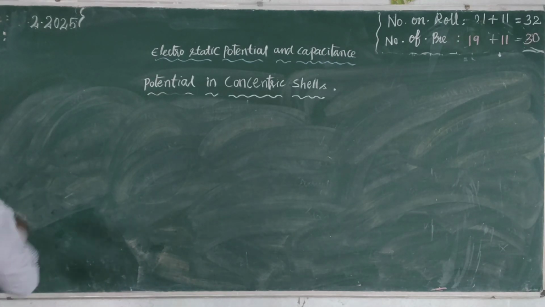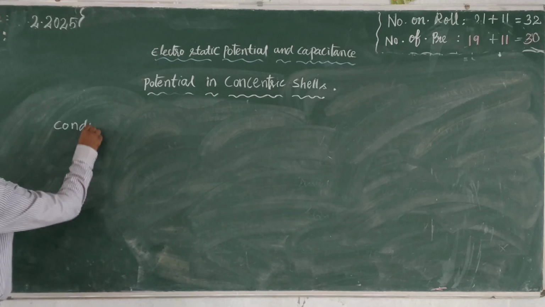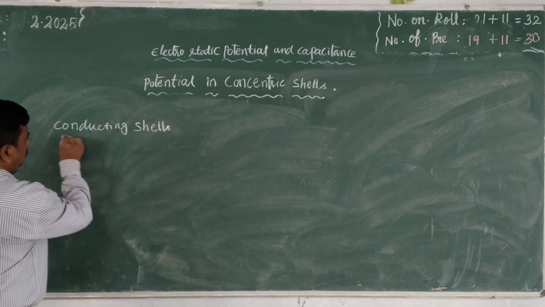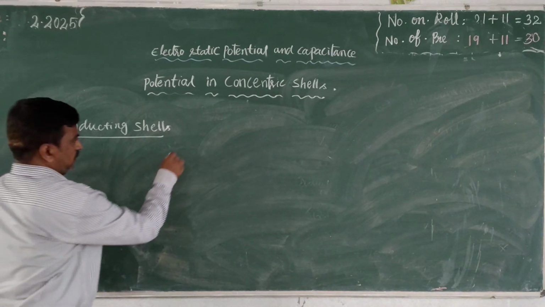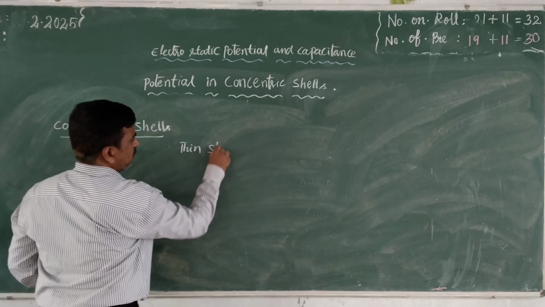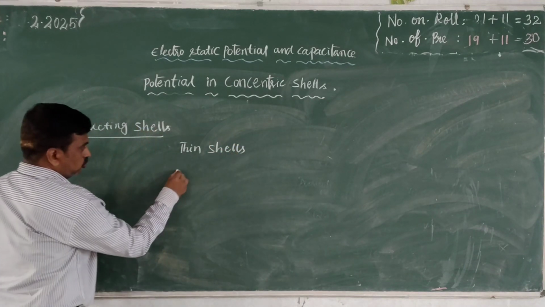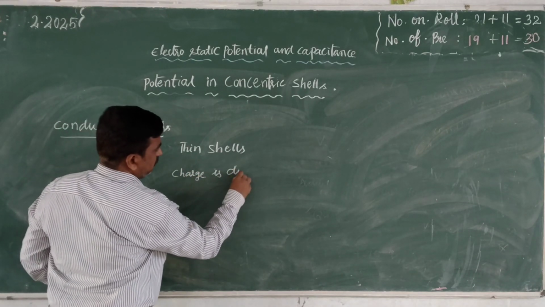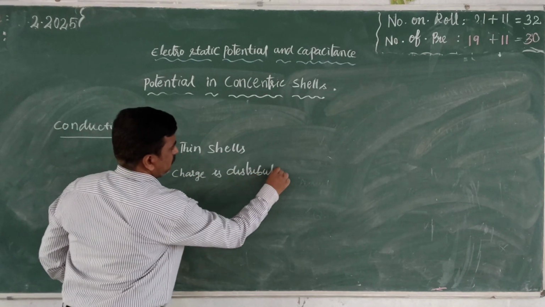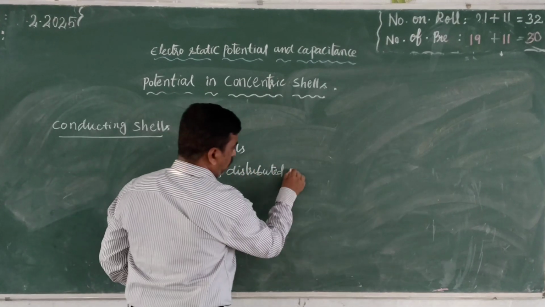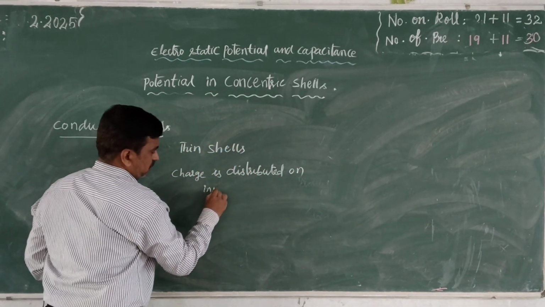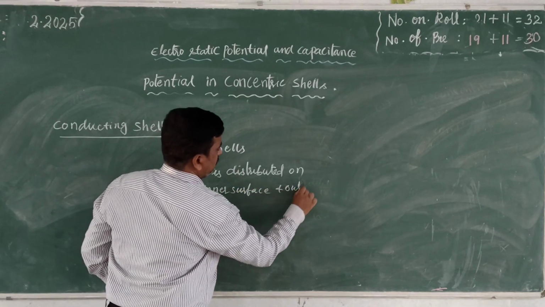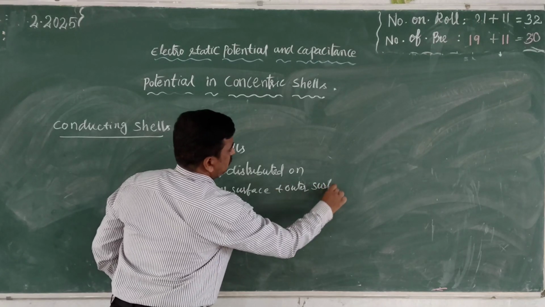Next is conducting cells. In this one, it is nothing but thin cells. Thin cells charge distribution. Charge is distributed on the inner and outer surfaces: inner surface and outer surface.